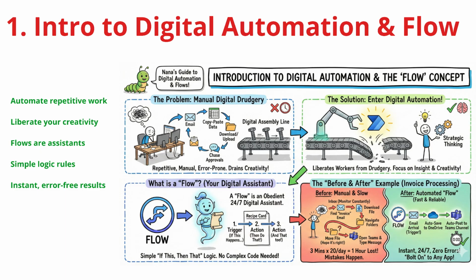Let's see it in action with invoice processing. The old way was a slow, manual, and stressful path of monitoring emails, navigating folders, and typing messages, easily losing an hour a day to mistakes. The new automated flow is instant and reliable. An email triggers the flow, which automatically saves the file to OneDrive and posts a message to your Teams channel. It's 24/7, has zero errors, and you can bolt it on to almost any app.